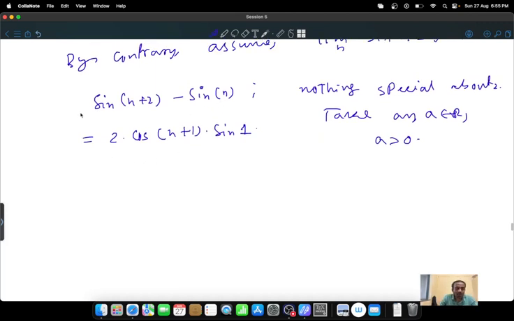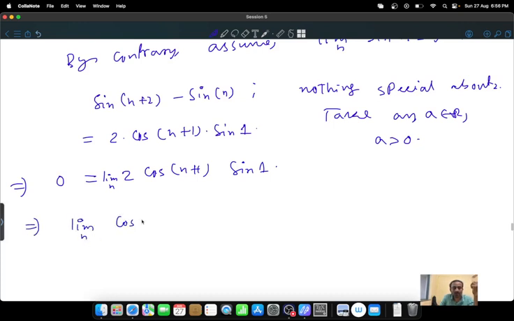So from here, if you take the limit, the left-hand side is 0, because if sin n converges to 0, then sin(n+2) is nothing but a subsequence of that. So they converge to the same limit, and the right-hand side will be the limit of cos(n+1) times sin 1, but sin 1 is not 0, since sin is 0 if and only if the argument is a multiple of pi. So from here you conclude that if sin n converges, then cos(n+1) converges to 0, right?